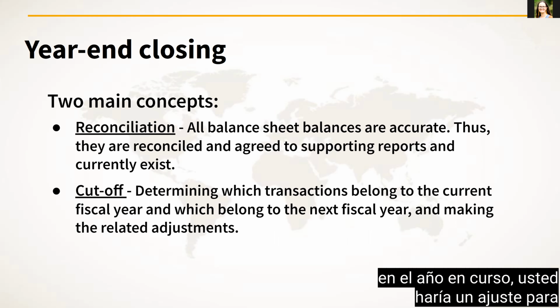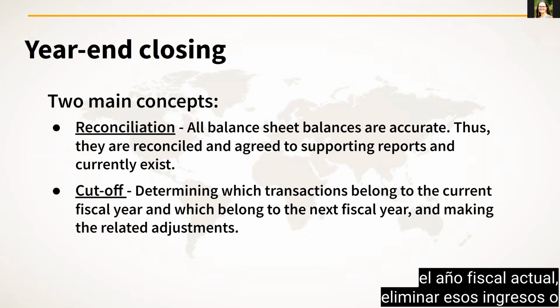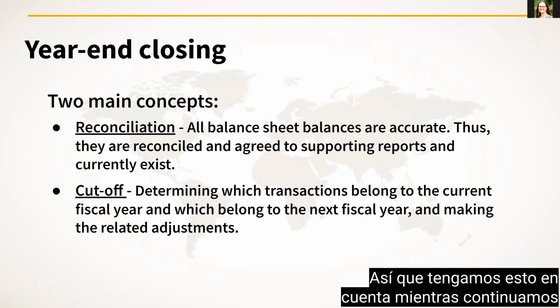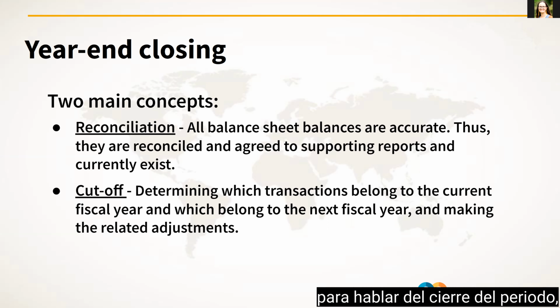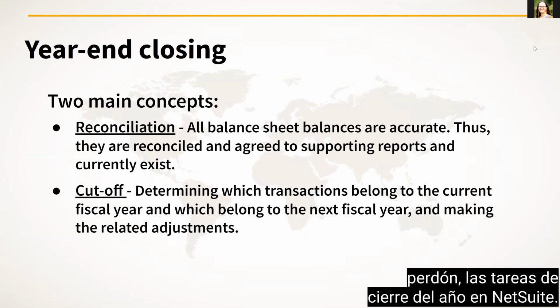You would make an adjustment to record it in the future fiscal year and remove that amount from your current fiscal year, remove that income or expense so that your financial reports are accurate. So let's keep those in mind as we continue to talk about year-end closing tasks in NetSuite.